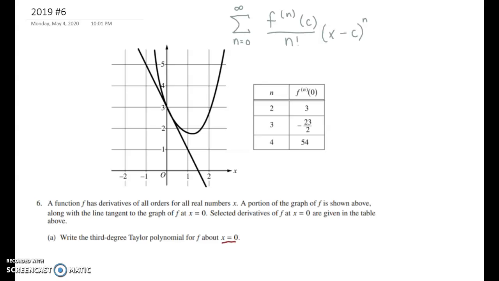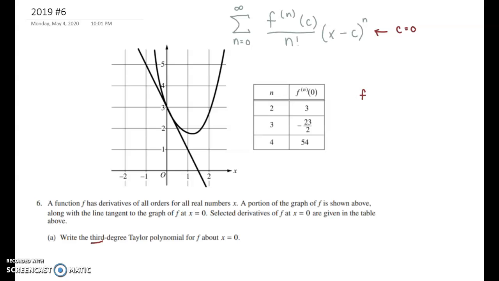Now you know that if it's centered at x equals 0, it actually could be called a Maclaurin series. Centered at 0 means Maclaurin, or Maclaurin means centered at 0. So in our formula here, we know that c is going to equal 0. Everywhere we see a c, we'll use a 0 because we're centered at 0. So we need to take the derivatives, and if we're doing a third degree, that means we need to go out to the third derivative.